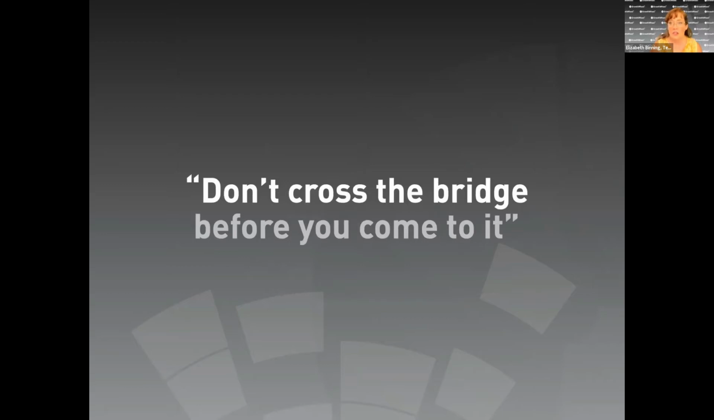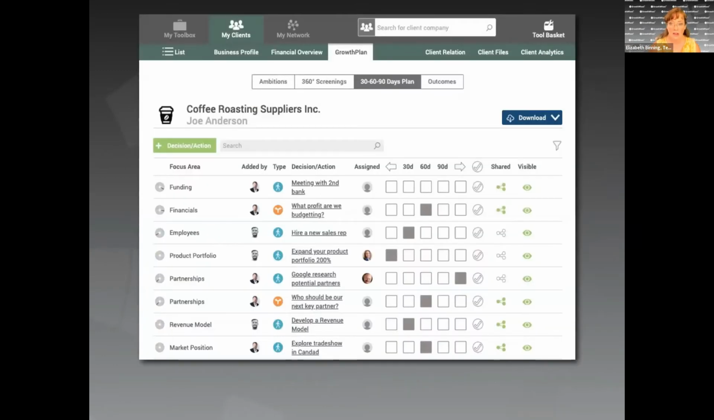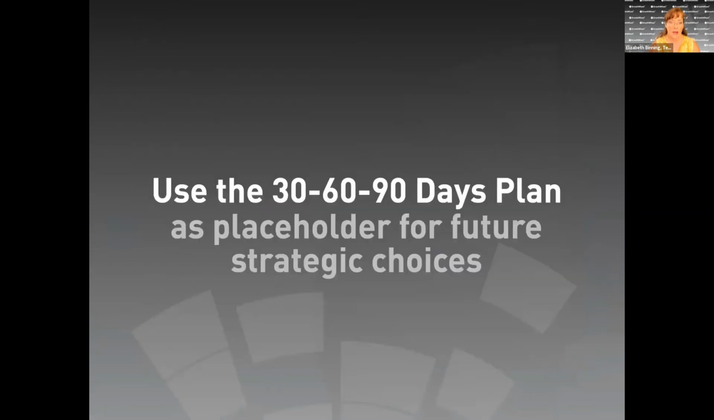And you can use the 30, 60, 90 days action plan to help them to put those strategic decisions on a timeline, whether it's on paper or online for them. So it's a great way to have some of those decisions out there for the future. We know it's coming, just don't need to worry about it so much right now.